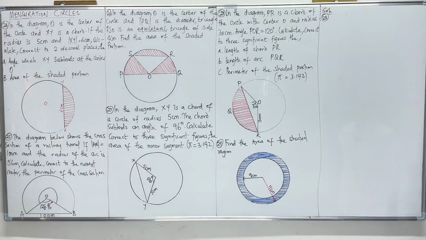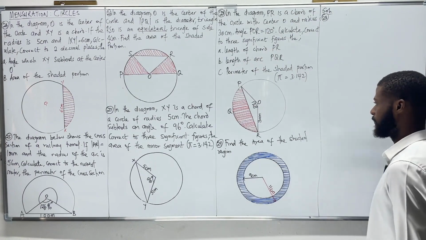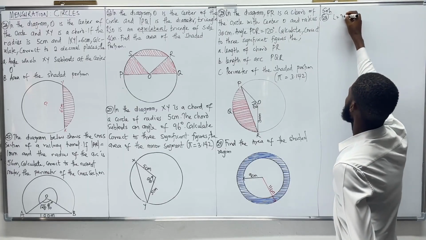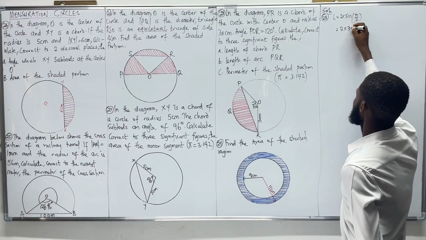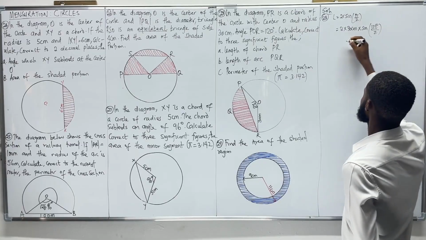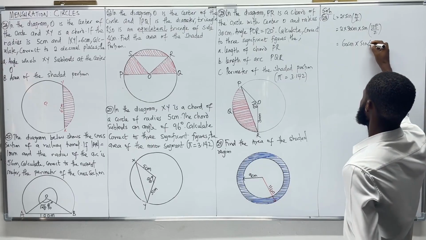As for question 28, in the diagram, PR is a chord of the circle with center O and radius is 30 cm. Angle POR is 120. Calculate correct to three significant figures the length of chord PR. Okay, so first things first, let's find the length of the chord. Length of a chord is 2r sine theta over 2. So this will be 2 times 30 cm times sine 120 degrees over 2. So this 2 times 30 is 60 cm times sine 60.